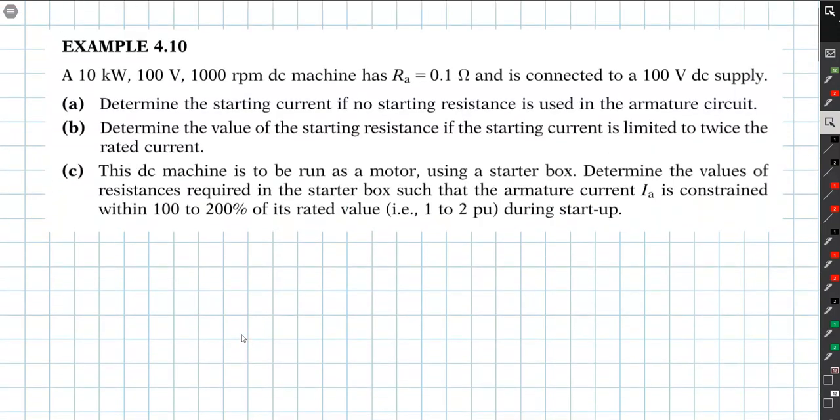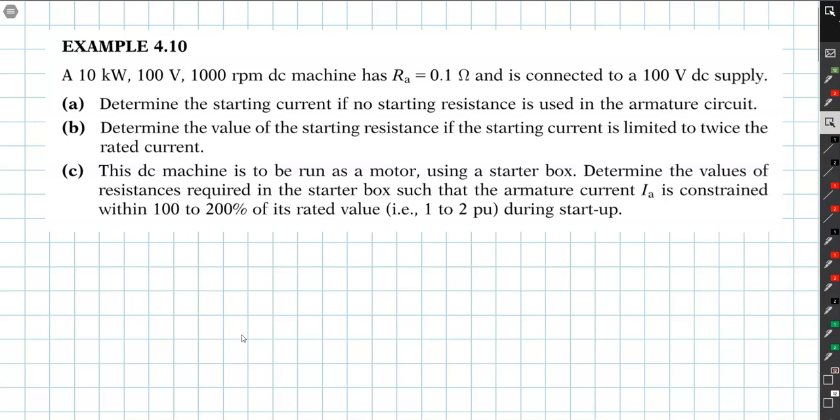This is example 4.10, which is taken from your textbooks. A 10 kilowatt, 100 volts, 1000 RPM DC machine has 0.1 ohm of armature resistance and is connected to a 100 volts DC supply. Part A. Determine the starting current if no starting resistance is used in the armature circuit.